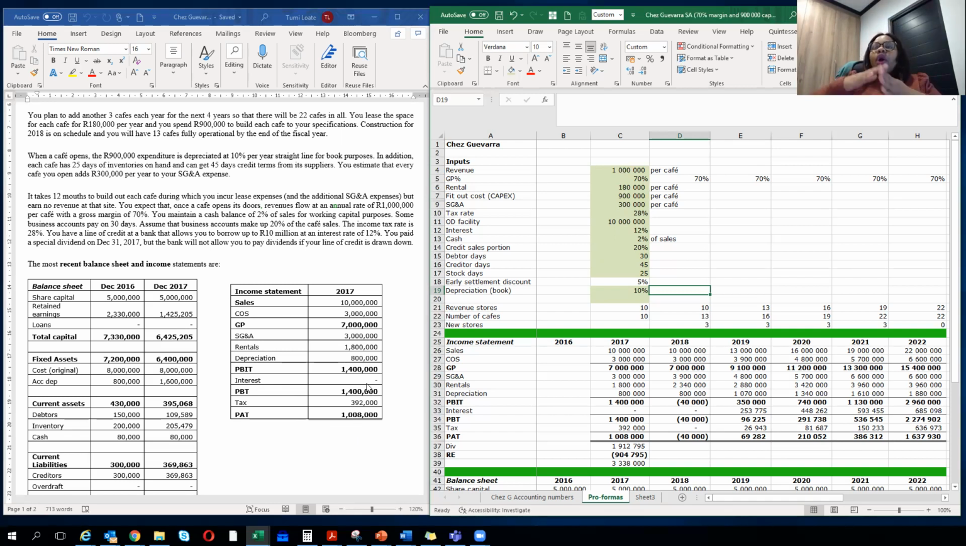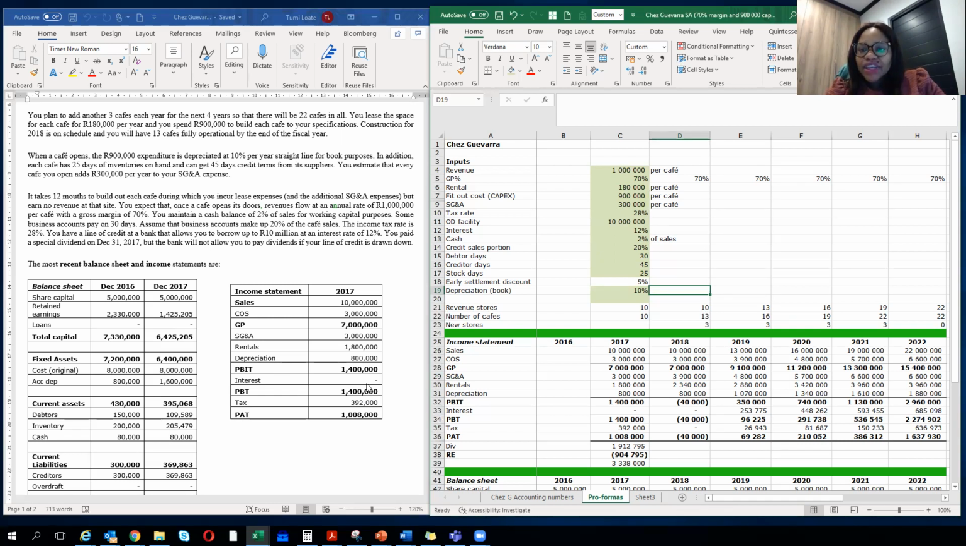So now going onwards from 2018, we're going to add the 3 additional stores, 2019, 6 stores, 2021, and so forth. Okay, so for your income statement purposes, for accounting, all we're going to be doing is factoring in the additional revenue from these stores that we are earning, which they said is 1 million per cafe.